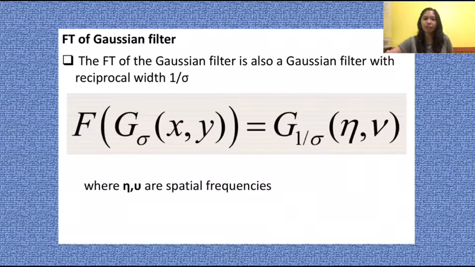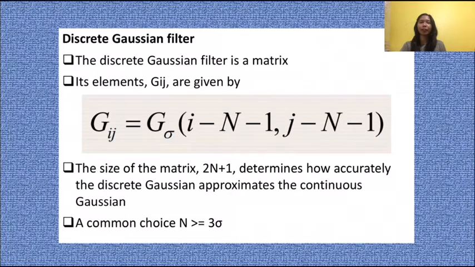FD of Gaussian filter. The FD of the Gaussian filter is also a Gaussian filter with reciprocal width 1 over standard deviation, with the formula as you can see in the picture, where nu, v are spatial frequency. Discrete Gaussian filter. The discrete Gaussian filter is a matrix. Its element i, j is given by the formula as you can see in the picture. The size of the matrix 2n plus 1 determines how accurately the discrete Gaussian approximates the continuous Gaussian. A common choice is n greater than 3 times the standard deviation.